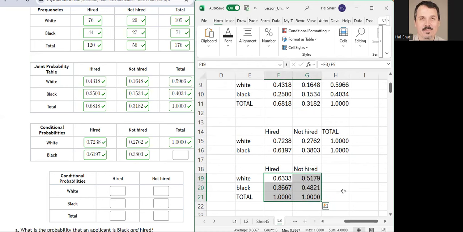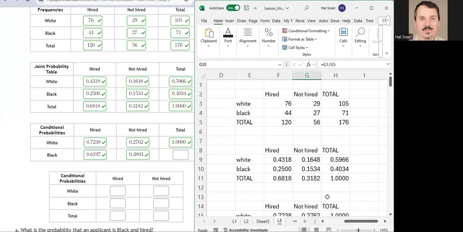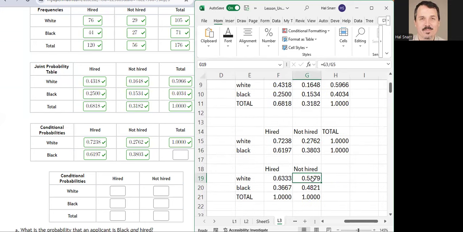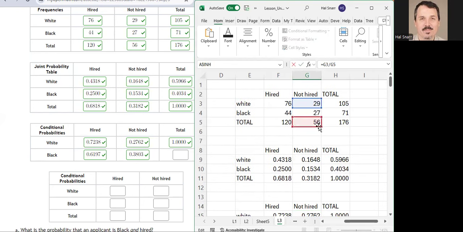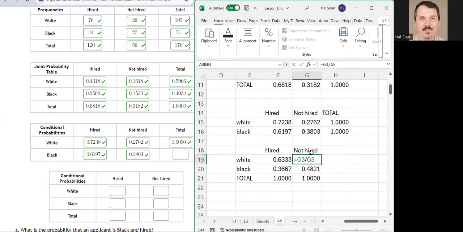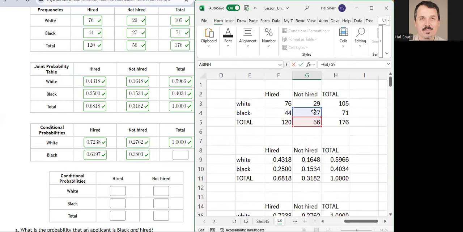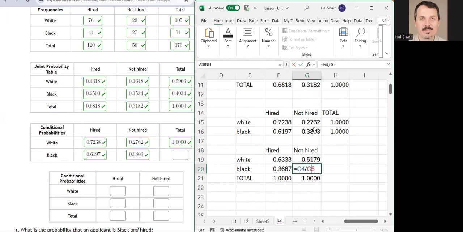So now we're looking at only people that are not hired, right? We're only looking at people who are not hired. This is the probability of being white given you're not hired, right? Because we have 56 people who are not hired, 29 of those are white. This is the probability of being a black applicant given you're not hired. Again, we have 27 black applicants that were not hired, and there are 56 applicants not hired.